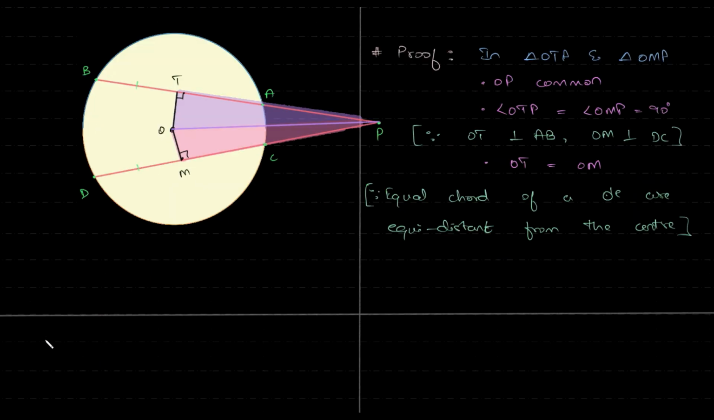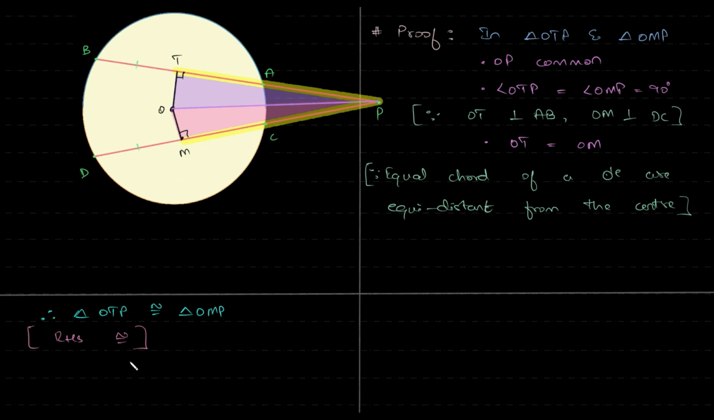So with all of this, what can we conclude? Therefore, triangle OTP is congruent to triangle OMP. The order should always be correct. This is because of what congruency? RHS congruency. Now, what is the point of doing this? Yes, we'll be able to tell that PT is equal to PM. But that's not the answer. We need to prove that PB is equal to PD. Therefore, by CPCT, I happen to prove that PT is equal to PM. But what next?